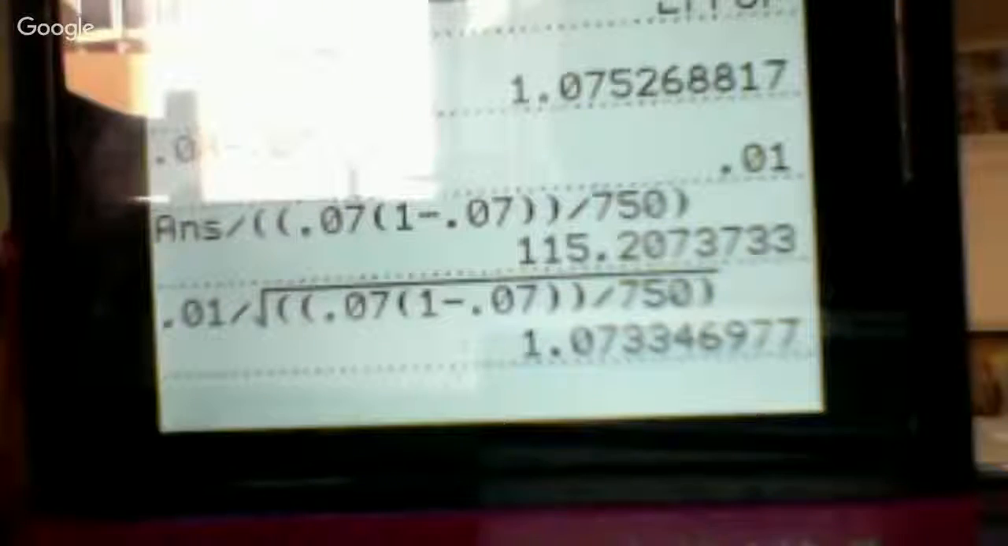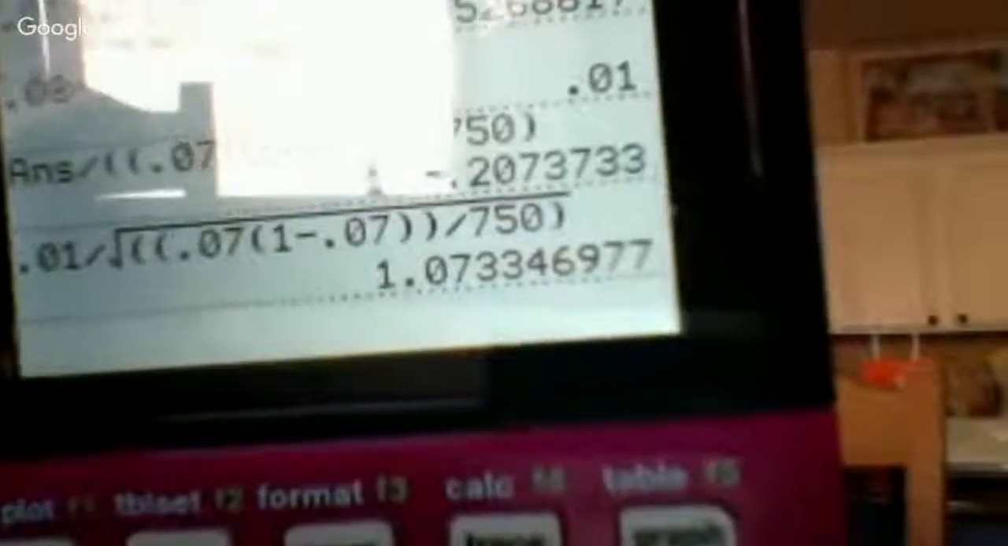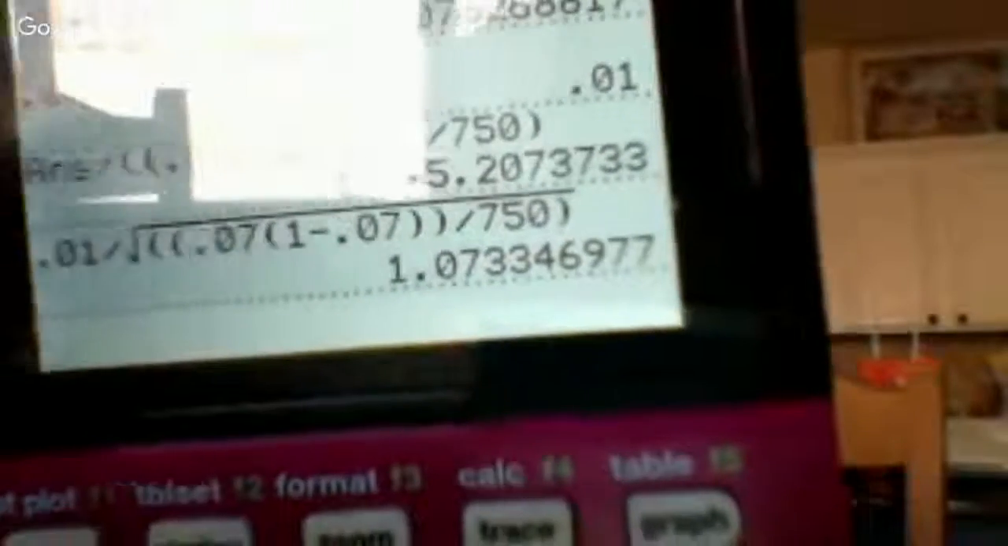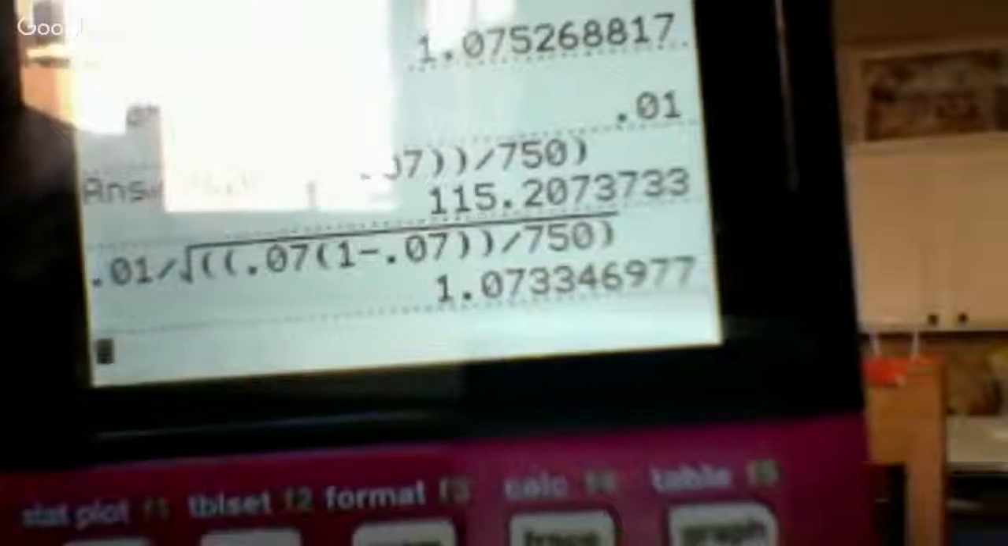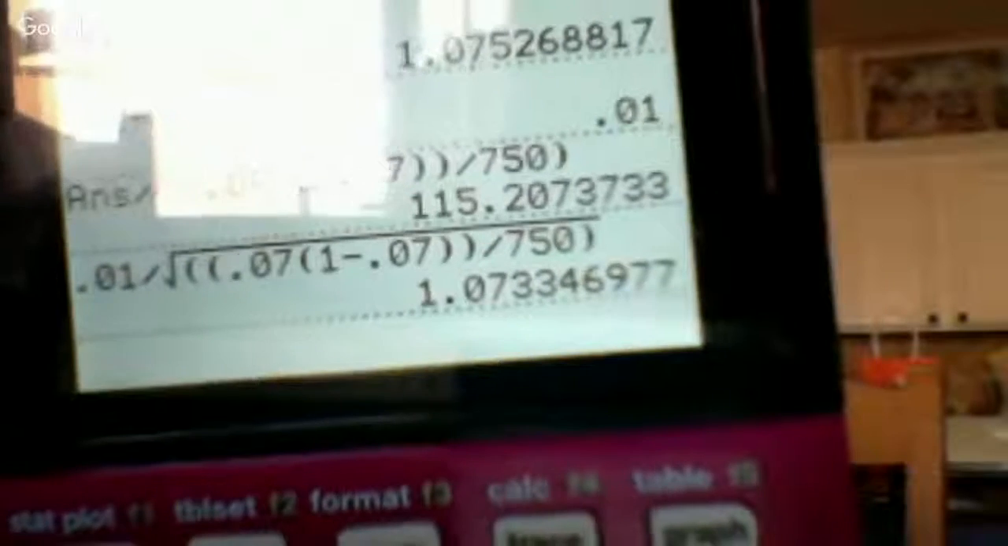Okay. Look at the bottom one. The top one I did wrong. The next one up I did wrong. So I'm covering it with the glare. Oh, okay. So I did 0.01 divided by... Oh, I did parentheses square root, not square root and then parentheses.